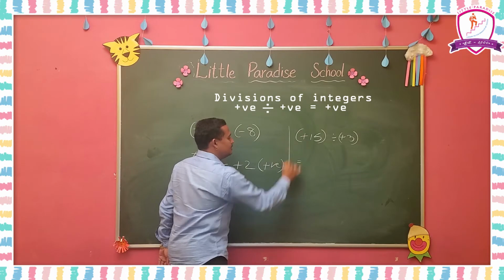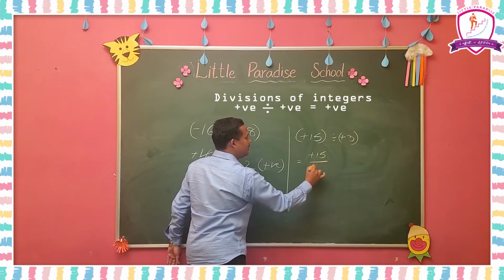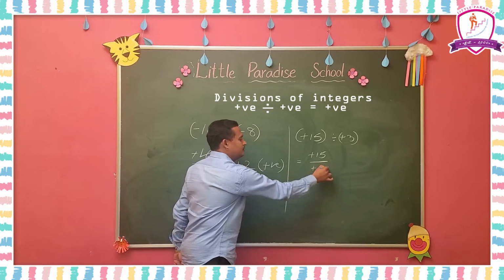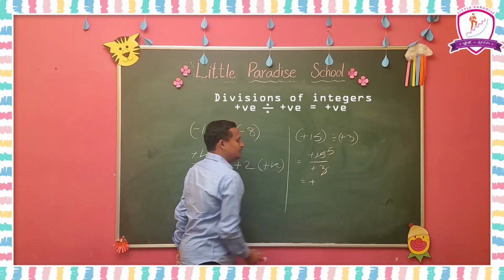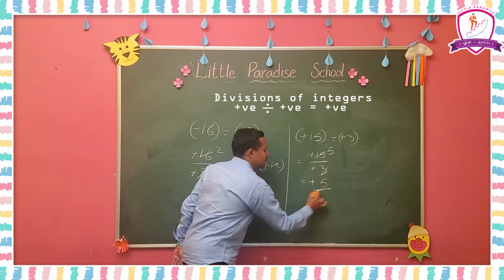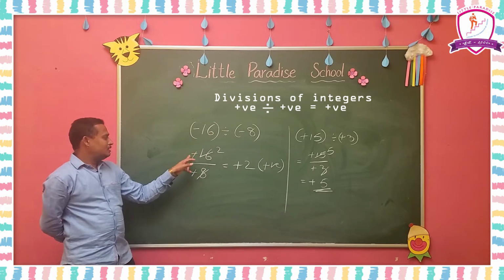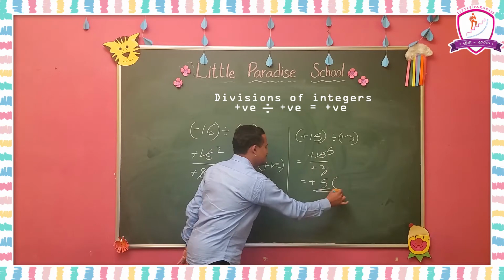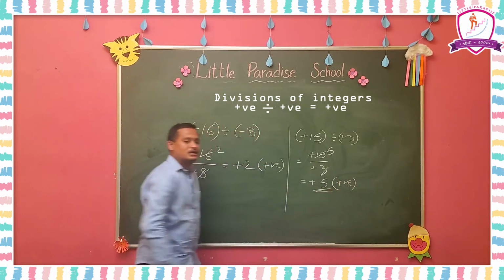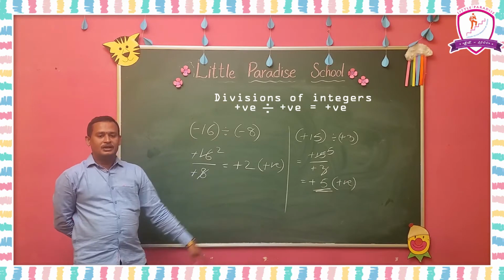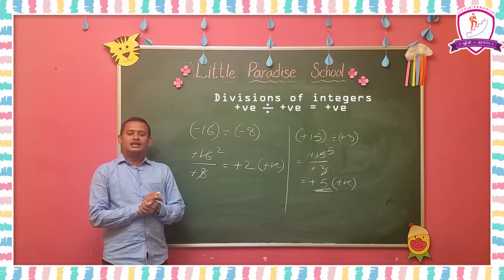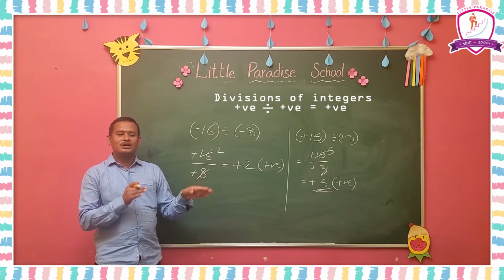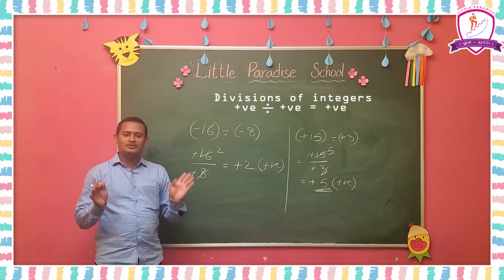We can write this as plus 15 by plus 3. Plus divided by plus gives plus again, and 3 times 5 is 15, so we get plus 5 as the answer. When we divide minus by minus, we get a positive answer. When we divide plus by plus also, we get a positive integer as the answer. So we can observe that the quotient in each case is positive. If both integers have the same sign, either positive or negative, the quotient is always positive.